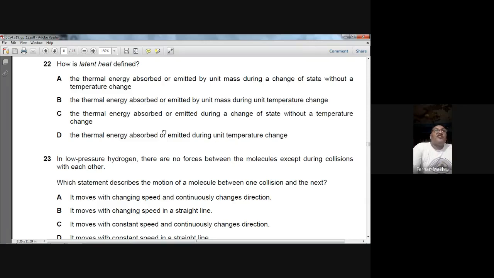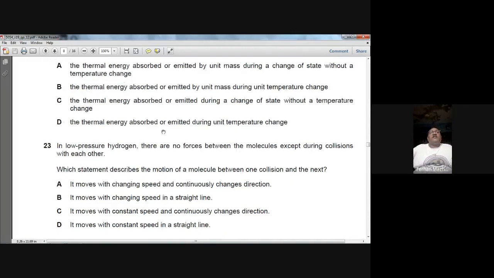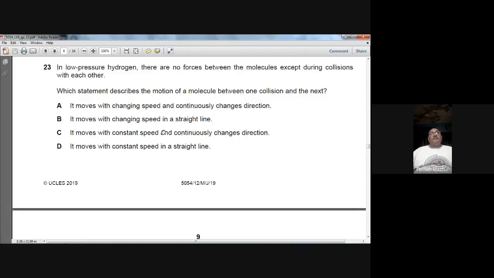The next question on your screen is question number 23. In low pressure hydrogen, there are no forces between the molecules except during collisions with each other. Which statement describes the motion of a molecule between one collision and the next?